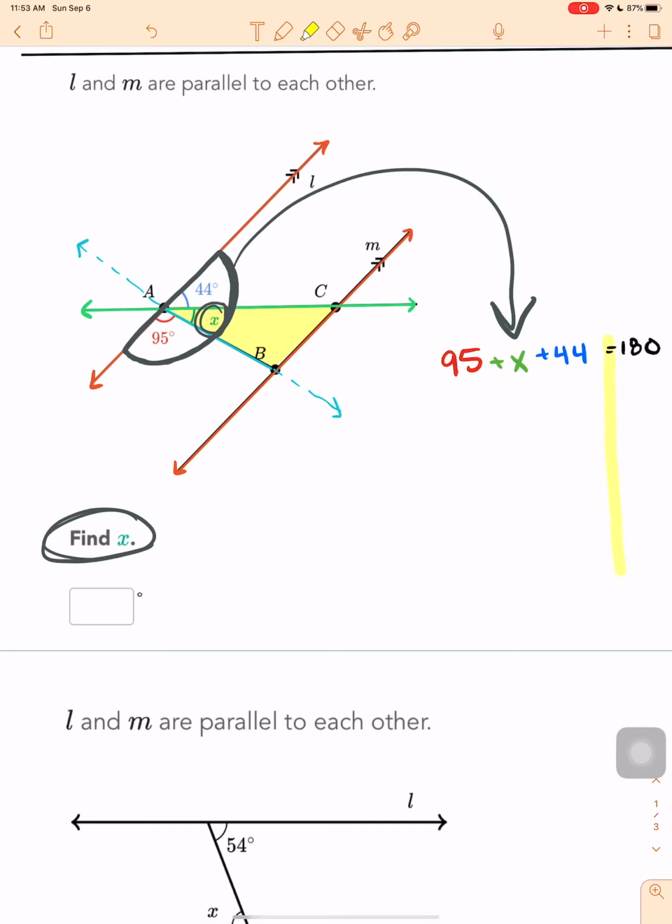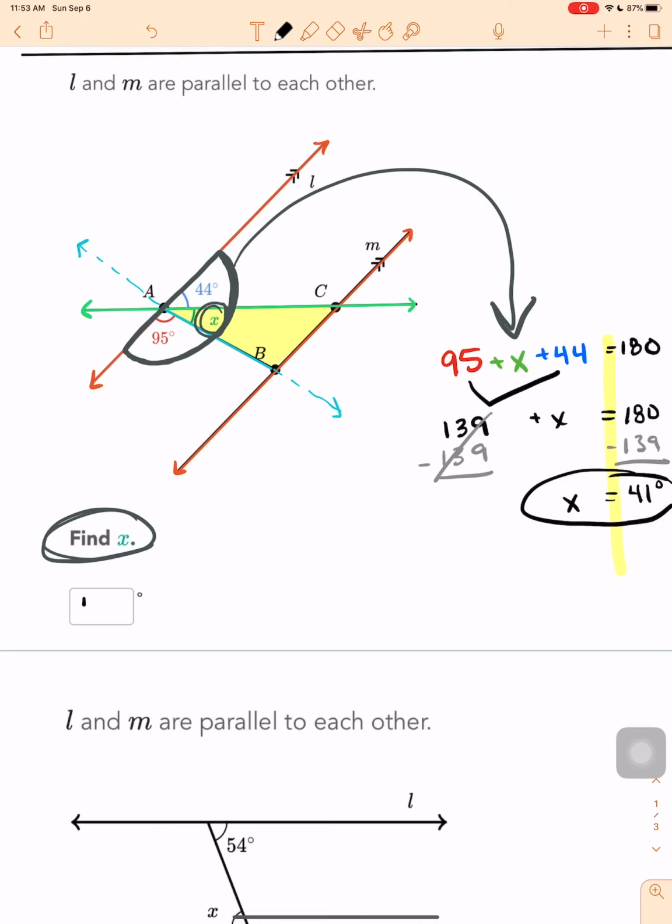Okay, so go ahead and solve for x if you want. Pause the video so you can solve for it on your own. Here we have 139 plus x is equal to 180. If we subtract both sides by 139, okay, we will get x is equal to 41 degrees. Alright, so your answer here is 41 degrees. So again, pause the video if you need to finish copying that down.